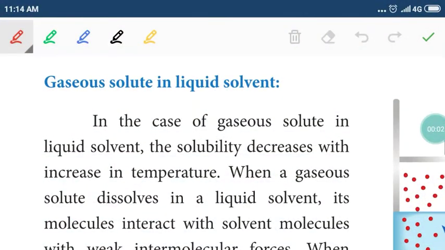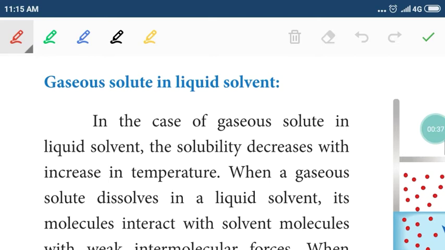Dear students, yesterday we studied about solubility and the factors affecting solubility. We know that the factors which are affecting the solubility are nature of solute and solvent, temperature and pressure. In case of solute as well as solvent, we have to take a proper solvent for a solute. So polar solute will be dissolved in polar solvent, non-polar solute will be dissolved in non-polar solvent.